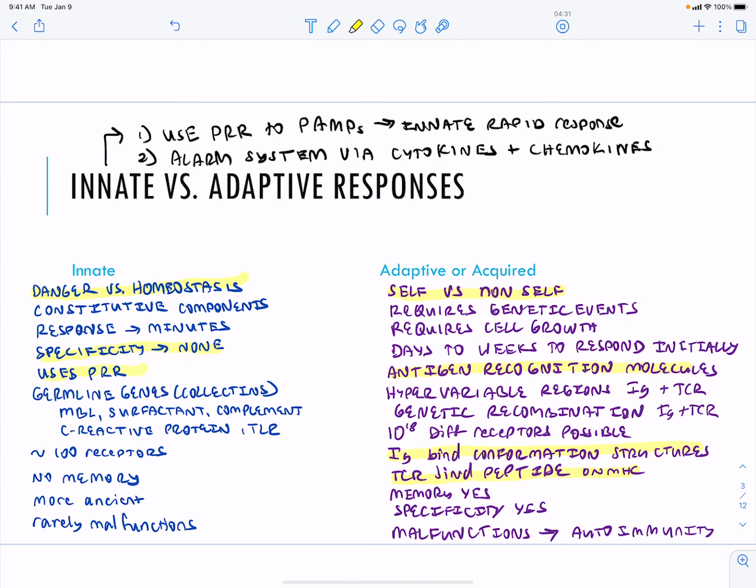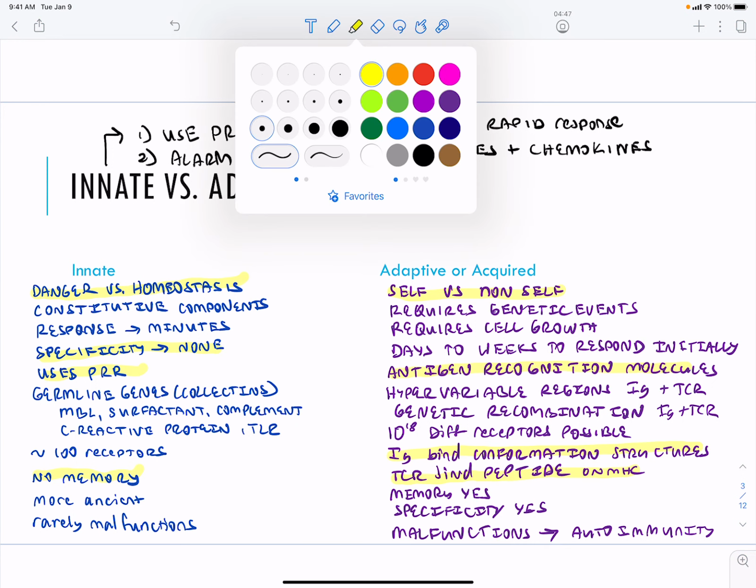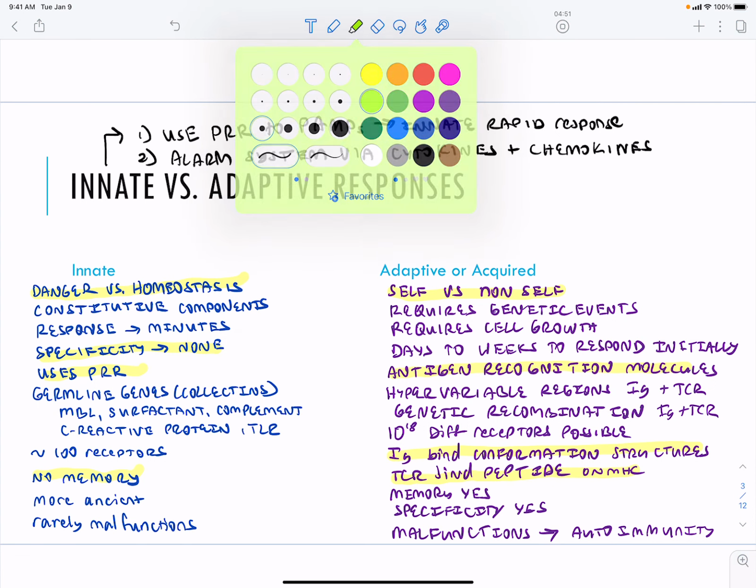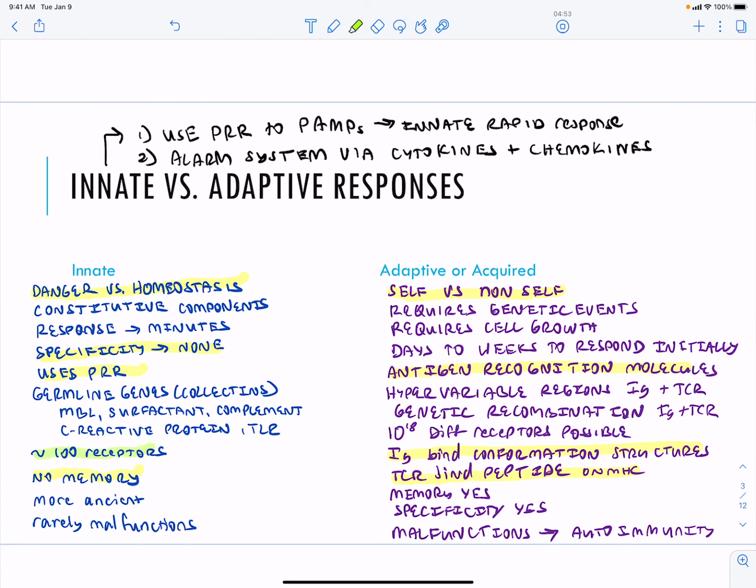Now, your innate is not going to be specific. It's going to use pattern recognition receptors to identify pathogen-associated molecular patterns, those PAMPs. They are going to have no memory, and very important, they have a limited capacity. They only have about 100 different receptors, whereas they have about 10 to the 18th different receptor possibilities on the adaptive or acquired side.